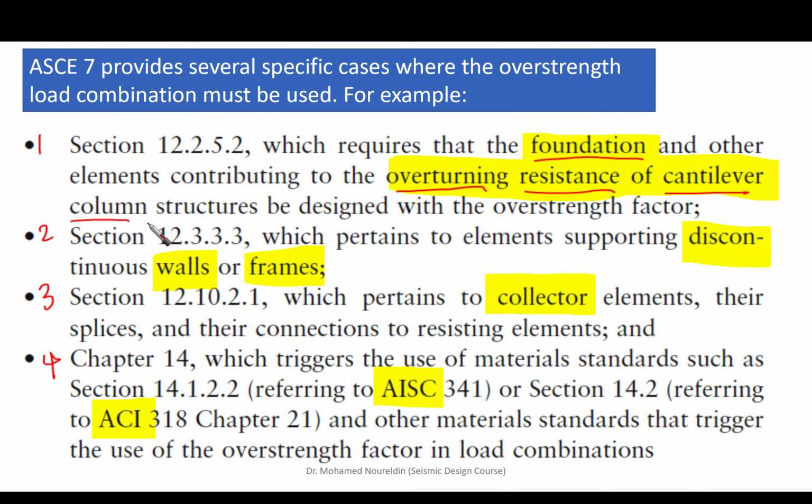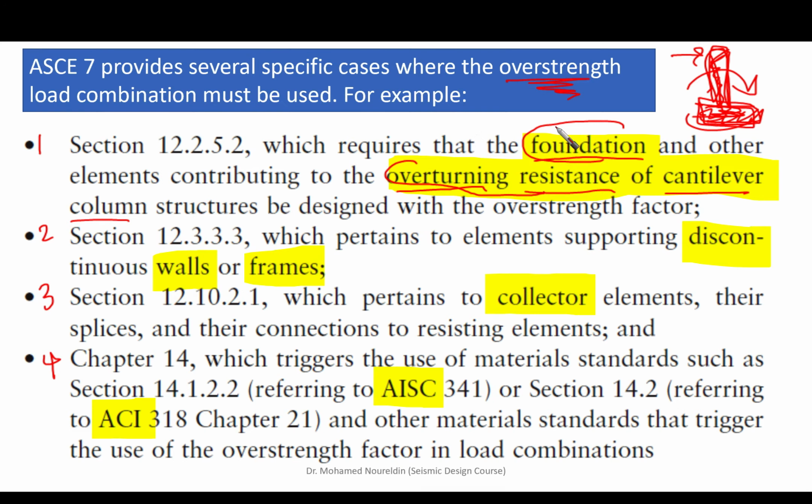If we have cantilever column structures, then the overturning resistance is going to be controlled by the foundation. In this case, this is very critical. The idea here under the overstrengths, as I have mentioned before, is that they are critical elements. These critical elements, we need them to work elastically.